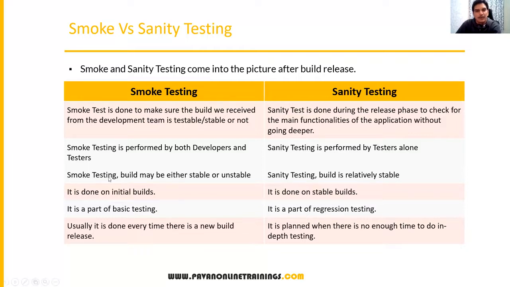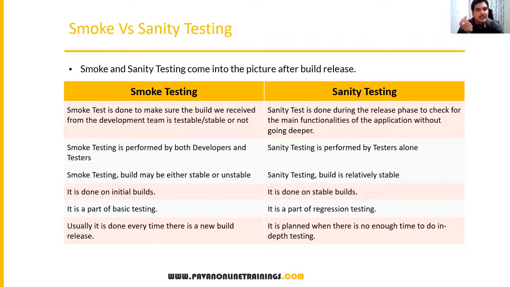Okay. And in smoke testing, the build may be either stable or unstable. Why are we conducting the smoke testing? To check whether the build is stable or unstable, right? We will know once we conduct the smoke testing. If it is not stable, then installation will definitely fail. If installation is successful, the basic navigation will fail. Sometimes the URL will be pinged, but once you open the URL, the homepage will not be displayed. So that means the build is not stable.